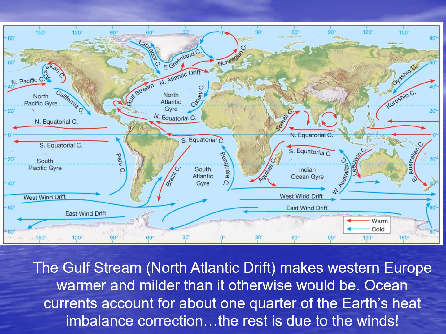And here's just kind of zooming in on that and talking a little bit more about the North Atlantic Drift. So ocean currents account for about 1/4 of the Earth's correction for that heat imbalance, and the other 3/4 is due to the winds.